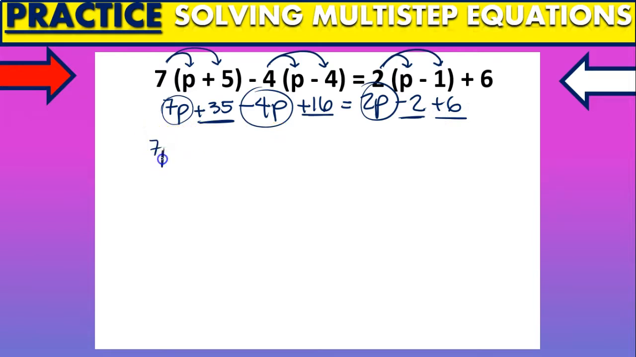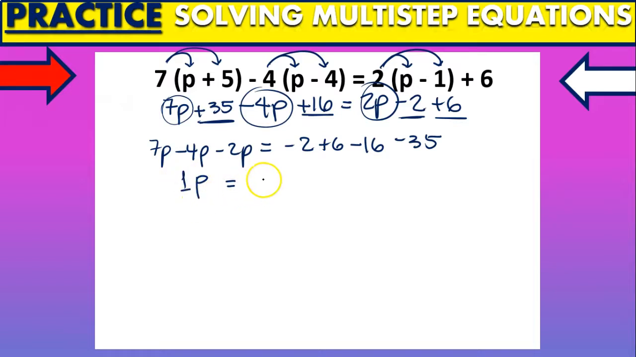So 7p minus 4p minus 2p is equal to minus 2 plus 6 minus 16 minus 35. Now, 7 minus 4 minus 2 is actually 1, or p, because you know that 1p is the same as p. So that is equal to negative 2 plus 6 minus 16 minus 35, and that is equal to minus 47. So when we divide by 1, p is equal to minus 47, and that is going to be your answer.